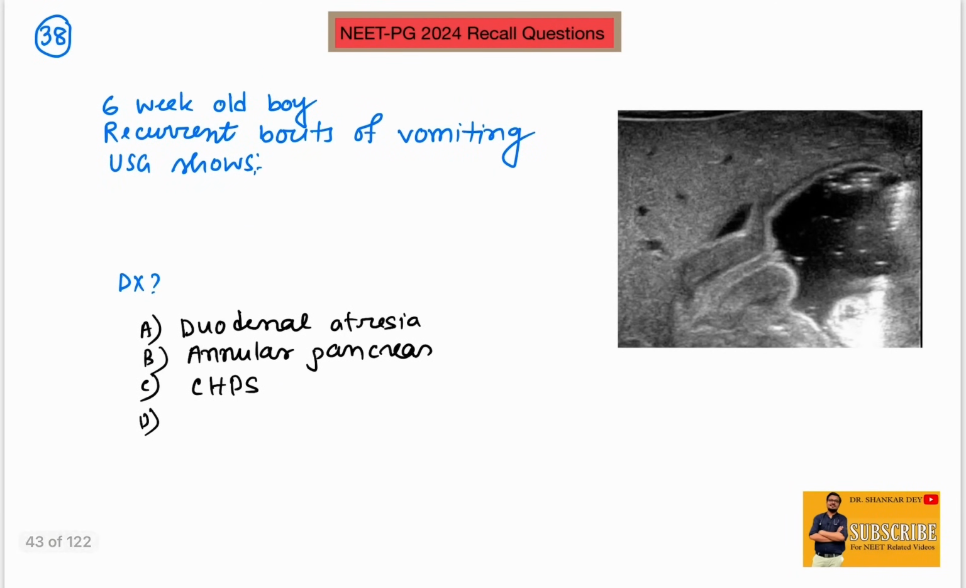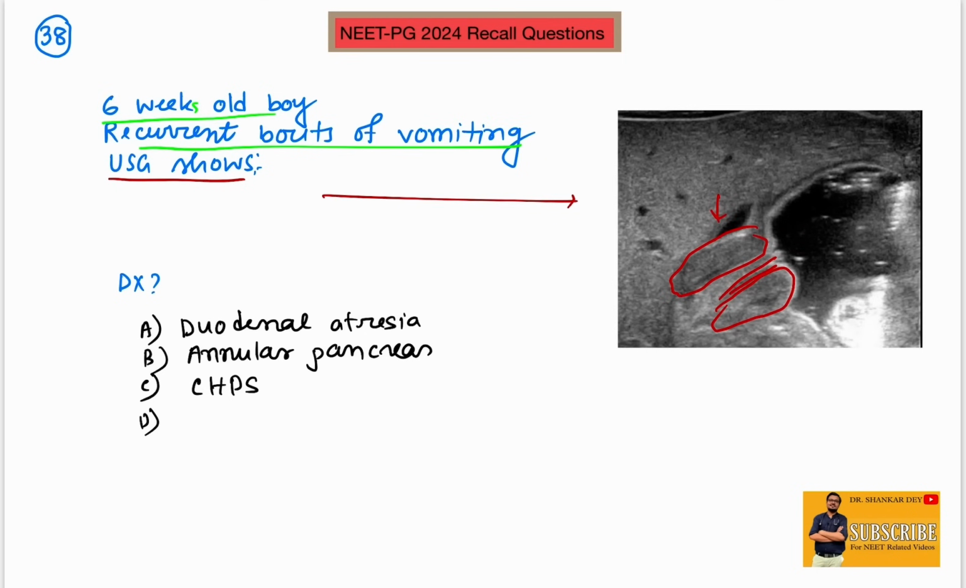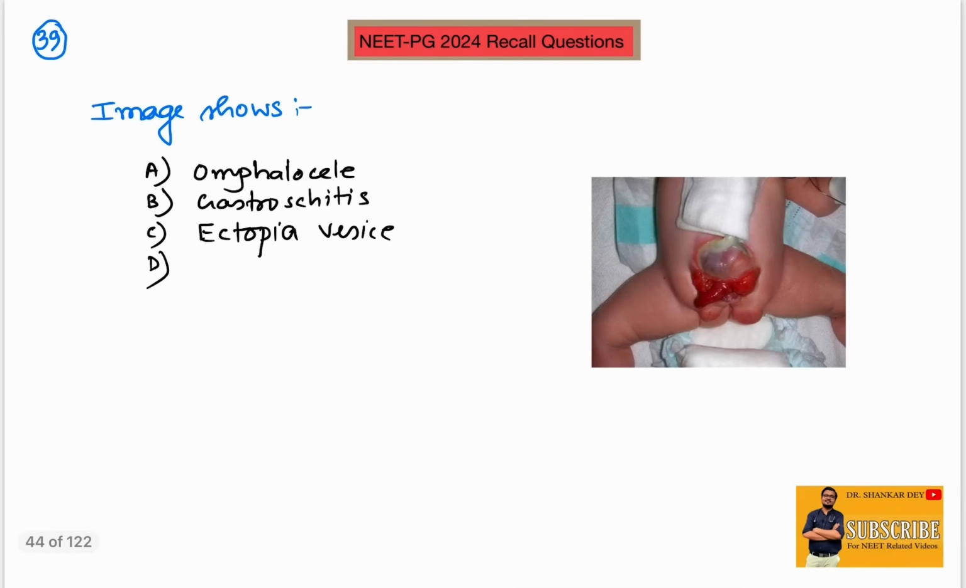Coming to question number 38. A 6-week-old boy presented with recurrent bouts of vomiting. The USG features show this. As you can see, there is hypertrophy of the pylorus region of this child, and there is a narrow passage. These are typical USG features, and this is a distended stomach. So this is typical of CHPS, congenital hypertrophic pyloric stenosis.